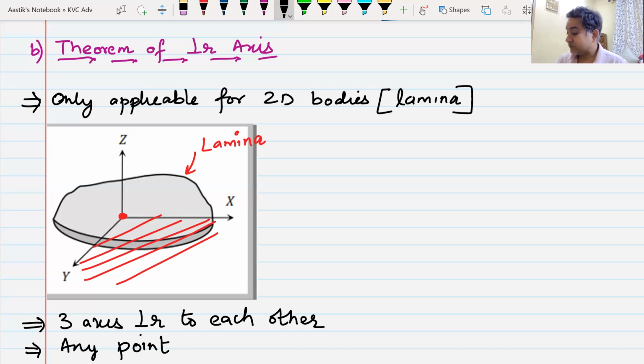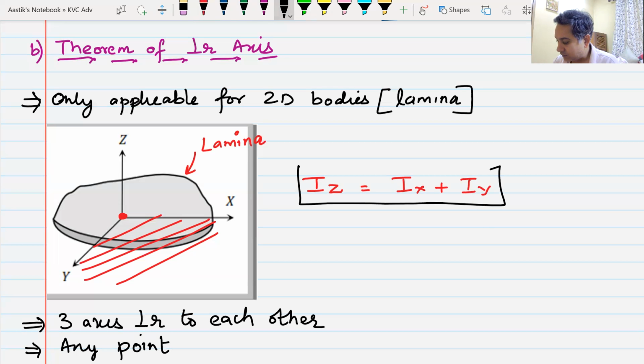Now, the perpendicular axis theorem says that the moment of inertia about the perpendicular axis, and when I say perpendicular axis, I mean the axis which is perpendicular to the plane, is the sum of the moments of inertia about the two axes which lie in the plane of the body. This is known as the theorem of perpendicular axis.